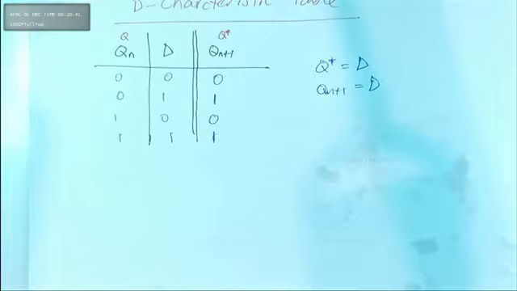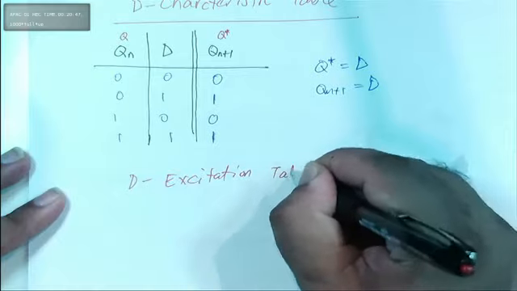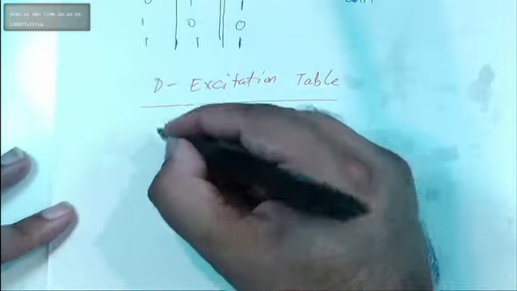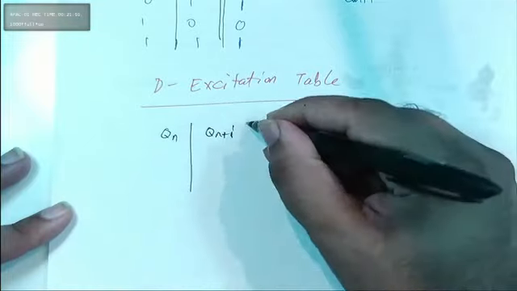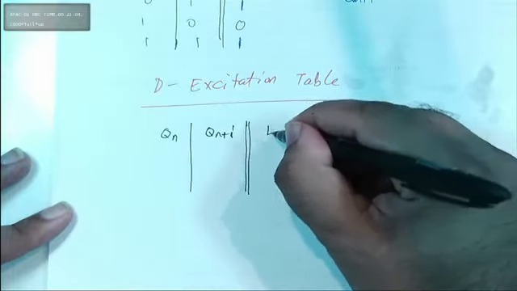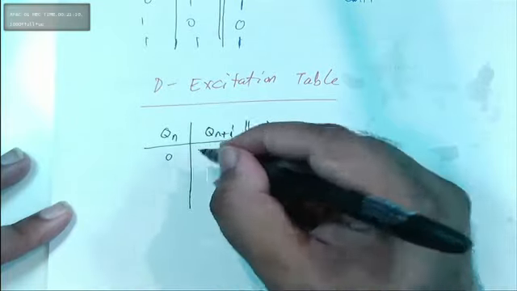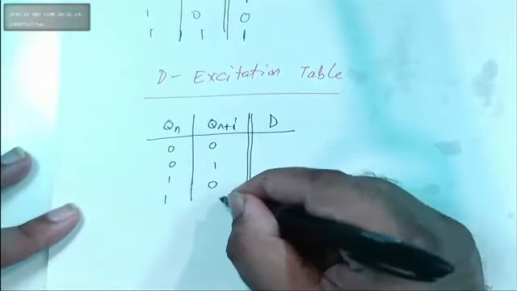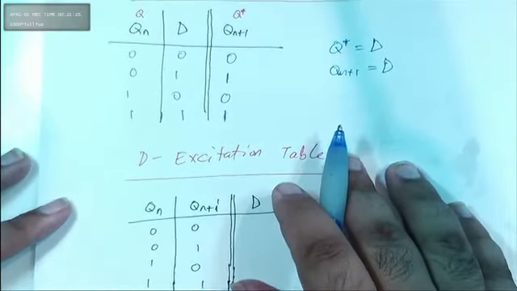Alright, now let's look at the next one. What about the D excitation table? In the excitation table, let's go to the definition. You have your current states and you want to know your flip-flop input. So, you've got Qn, you've got Qn plus 1, and you want to know what is your D. 0, 0. So, we've got 2 inputs now in the table, 0, 1, 1, 0, 1, 1. Now, D. Let's now look at the upper part.